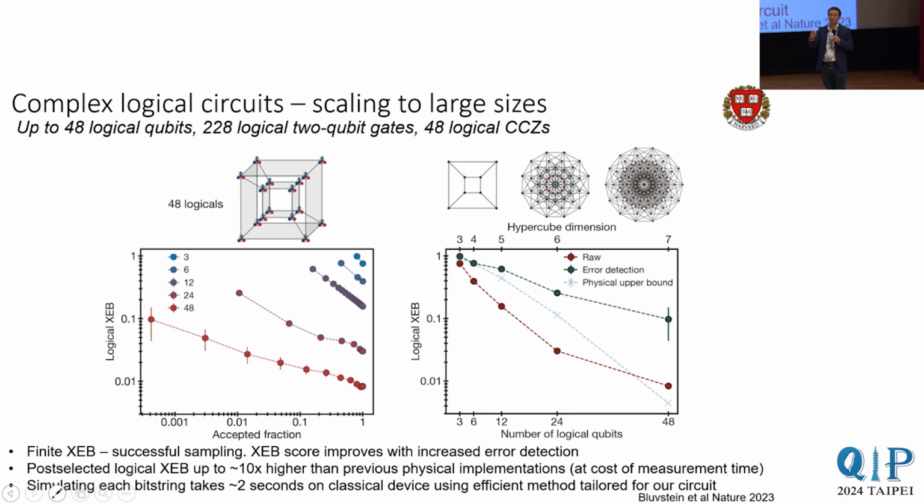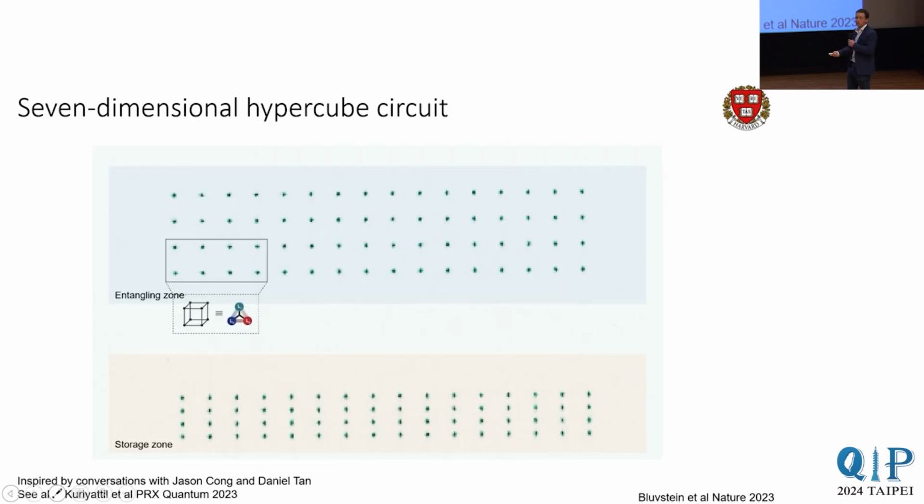And these are quite complex circuits. We're not claiming anything about quantum supremacy, although it's quite close within reach. Simulating each bit string still takes several seconds on a classical device, but we intentionally structured our circuit in a way that we can simulate it. But it's already in a pretty large regime for near-term tests of quantum supremacy with error-corrected qubits.